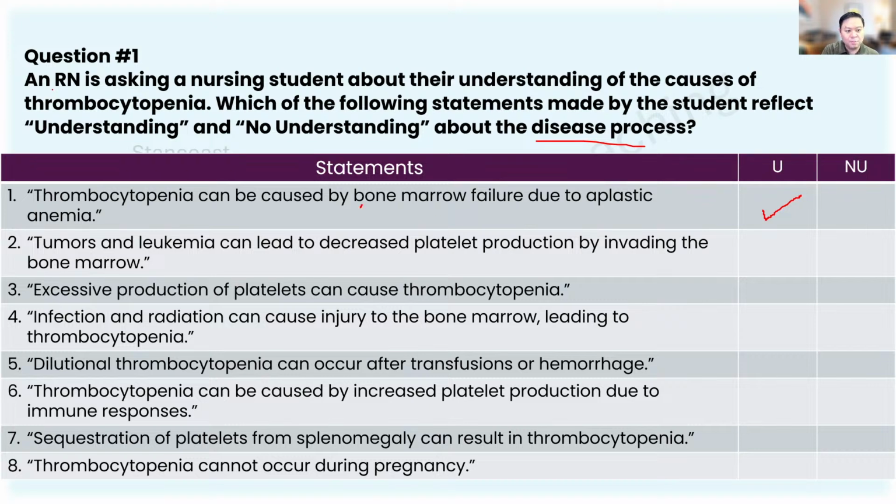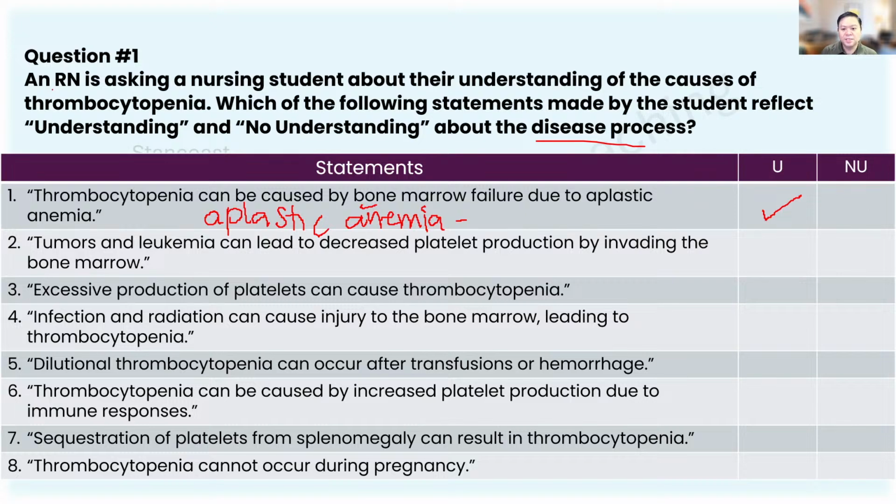Again, bone marrow failure is what we refer to as aplastic anemia. It can reveal suppression of those blood cells: the white blood cells, the red blood cells, and the platelets. There is bone marrow failure to produce those elements. Now, what about number 2? Tumors and leukemia can lead to decreased platelet production by invading the bone marrow. What do you think about that?